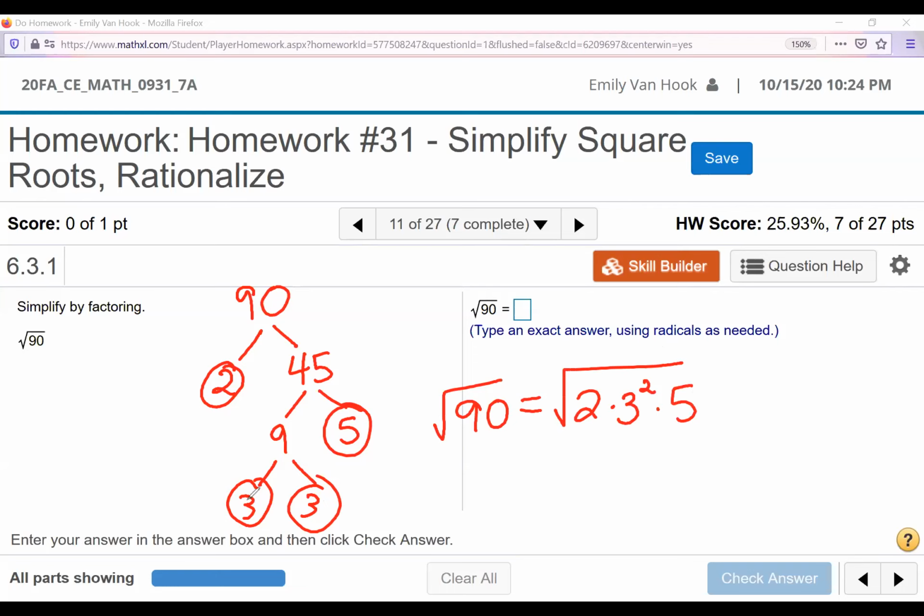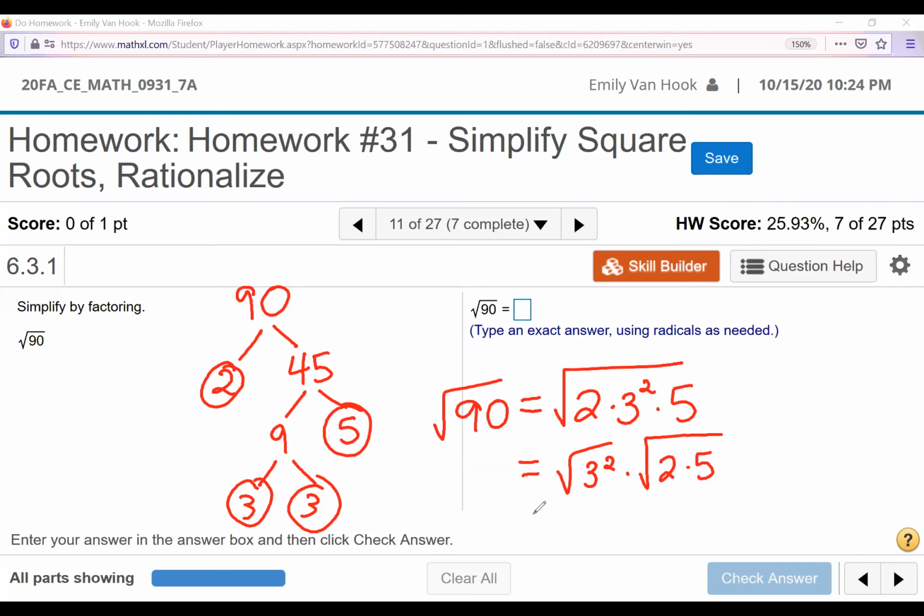See what I did there? 3 times 3, I just wrote it as 3 squared. The square root of 3 squared is just 3. Okay, so let me rearrange this a little bit. The square root of 3 squared times the square root of 2 times 5. So I just broke down my radical and I rearranged it a little bit. I pulled the square root of 3 squared off to the left side, times the square root of, and then I left the 2 times 5.